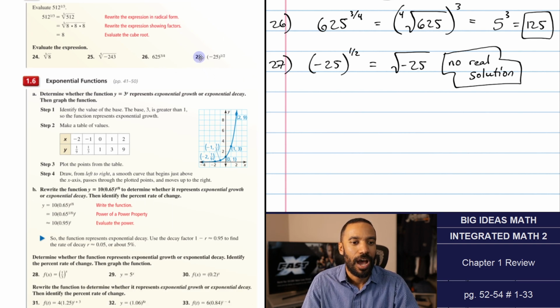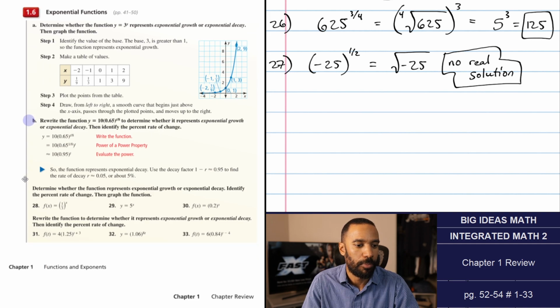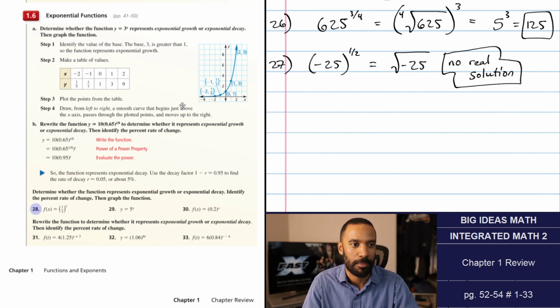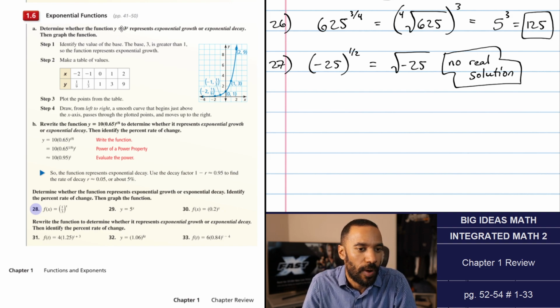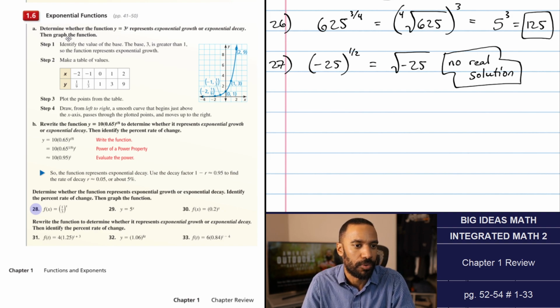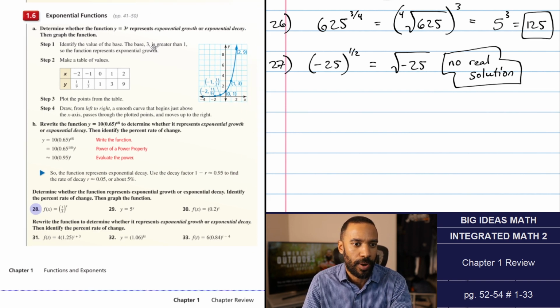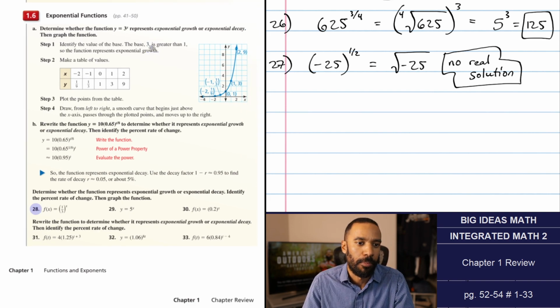All right, and the last set from section 1.6, we'll see we have 6 more problems to go and see where we go from there. I remember I might have to use the calculator in some of these, so we'll take a look. Determine whether the function y equals 3 to the x represents exponential growth or decay. Then graph the function. So 3 to the x will be exponential growth because the base 3 is greater than 1. You're multiplying by 3 each time x increases by 1. That makes it growth. It's positive growth, by the way.